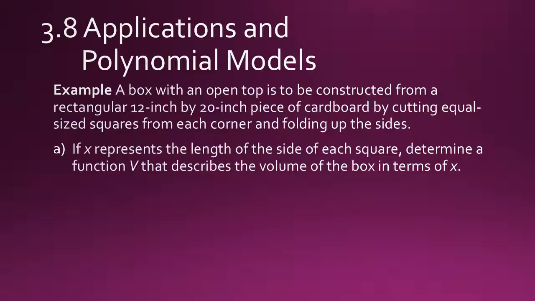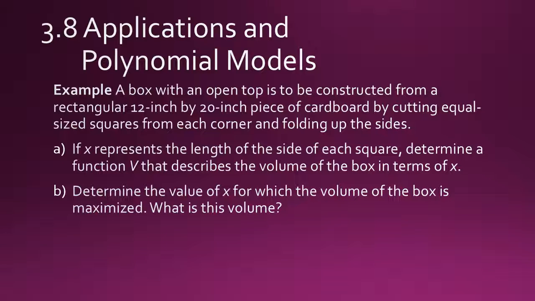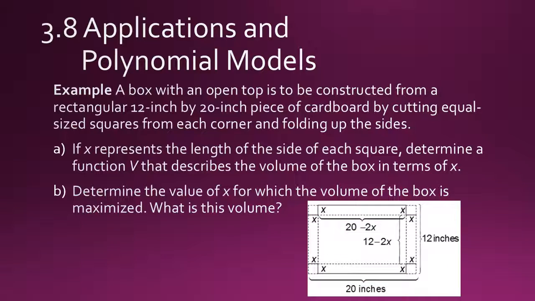Let's see. A, if x represents the length of the side of each square, determine a function v that describes the volume of the box in terms of x. B, determine the value of x for which the volume of the box is maximized, and what is that maximum volume. So you're going to find the x and the y for that. And here we have a little diagram, so you can see how everything fits together.